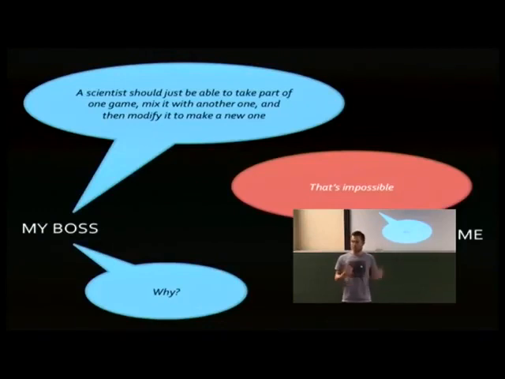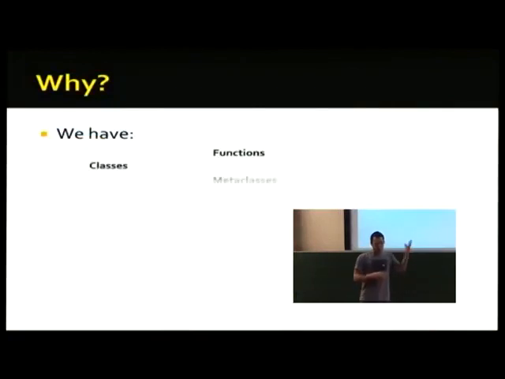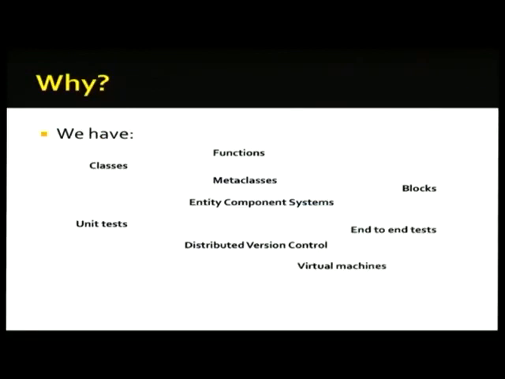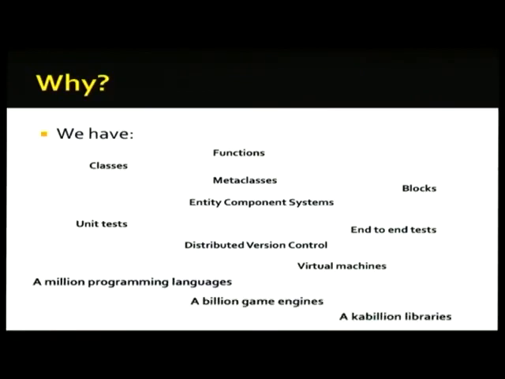And that got me really thinking, like, it's true that ultimately, we've been programming for a long time, right? All in all, we have lots of technologies up there. We have functions and classes and meta-classes and meta-objects and entity component systems and distributed version control and thousands of technologies and signals and slots and millions of programming languages and billions of game engines and even more libraries that go to those game engines, right? And yet we still can't do this fundamental thing of mixing things together.